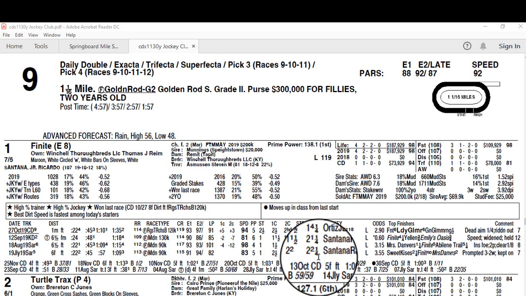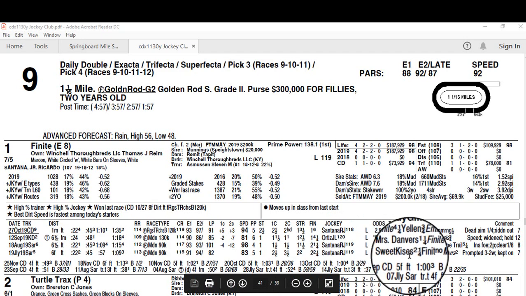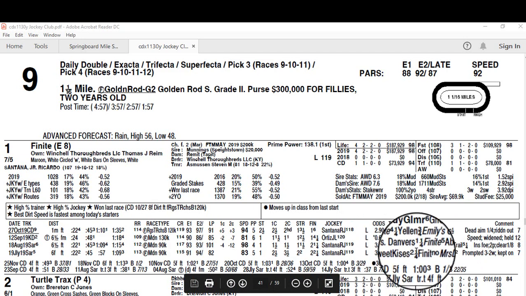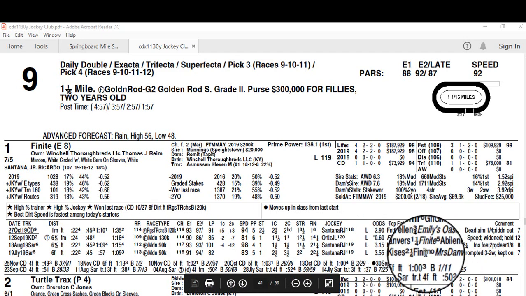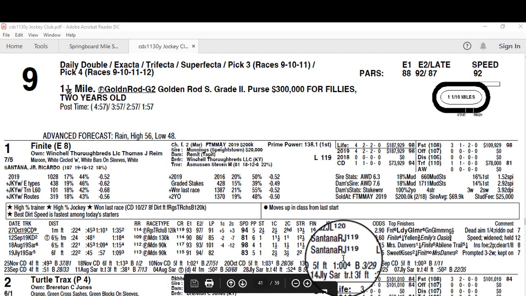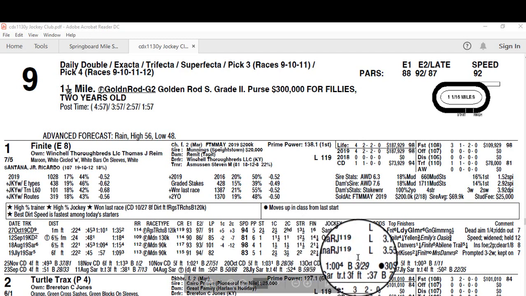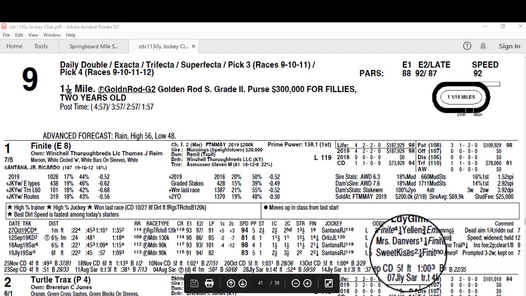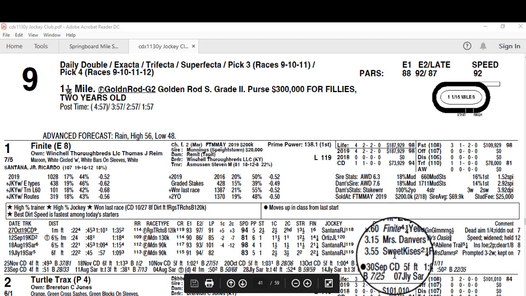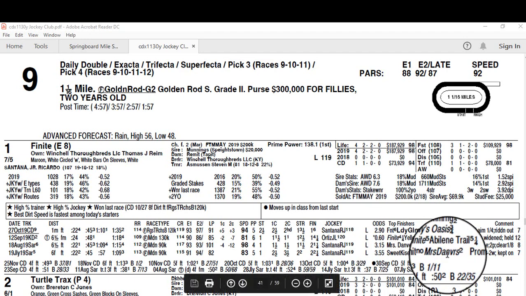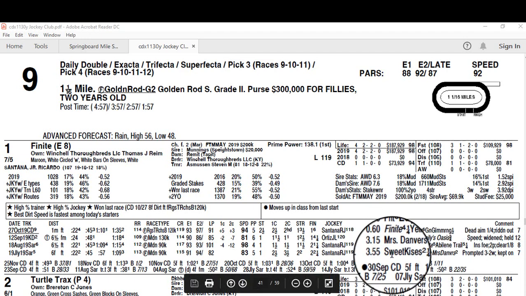Now, real quick, here's your finishers. We see Finite's name right here. Finite, remember, it came in second, 2 1/4 lengths behind the top finisher. Well, here's your top finisher. That's how you know who won that race and who came in third. So Sweet Kisses won the race, looks like, and Finite was second.